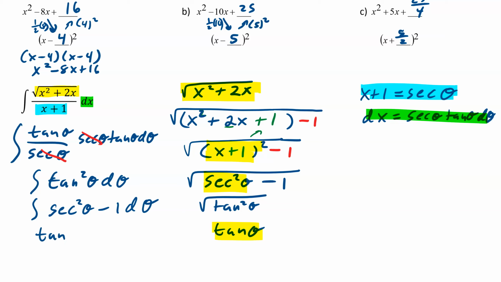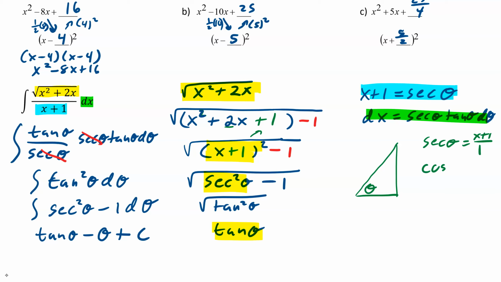So this would become tan theta minus theta plus c. And then now all we have to do is replace our theta with an x. So we go back to our triangle, there's theta, and so secant theta is x plus 1, and we just put it over 1. And secant theta is the reciprocal of cosine. So this is really saying cosine theta is 1 over x plus 1. So it's 1 over x plus 1.